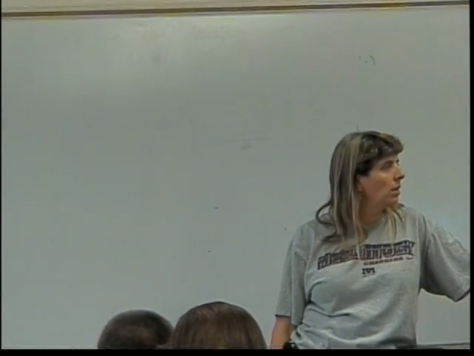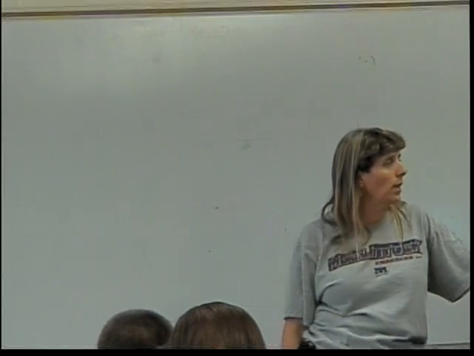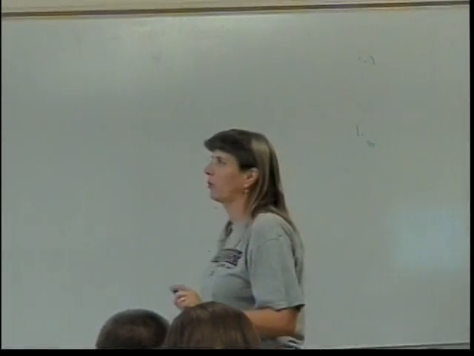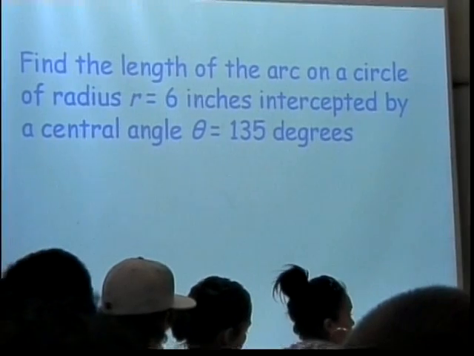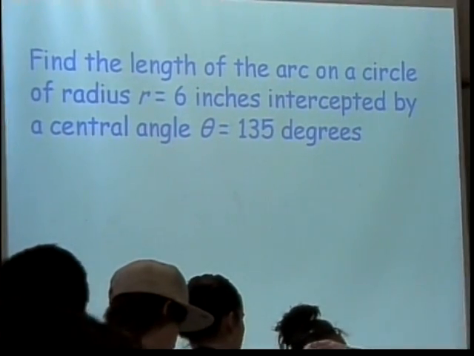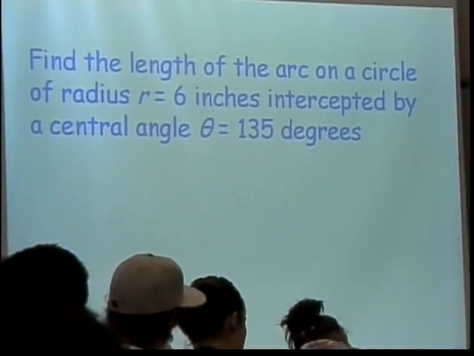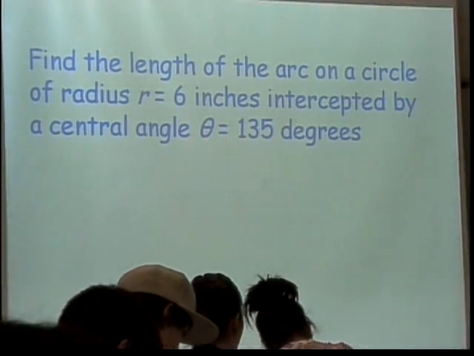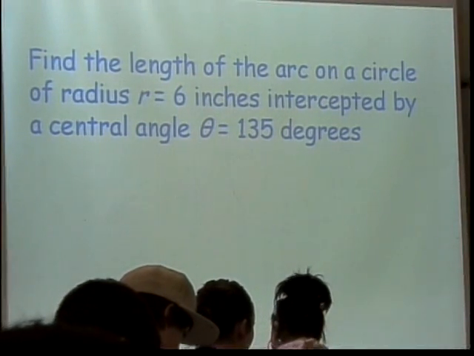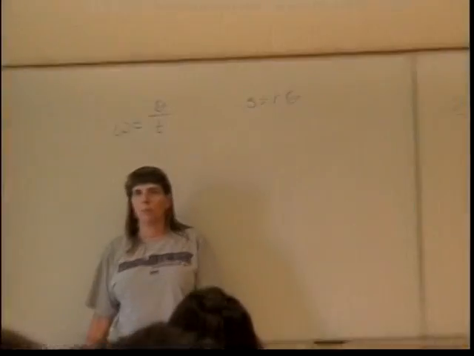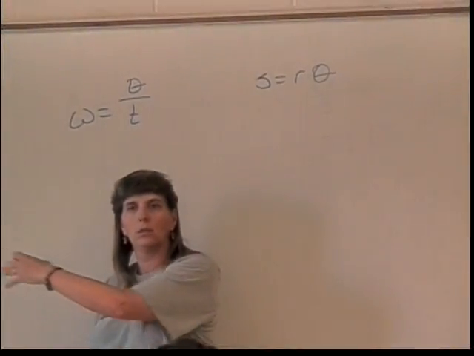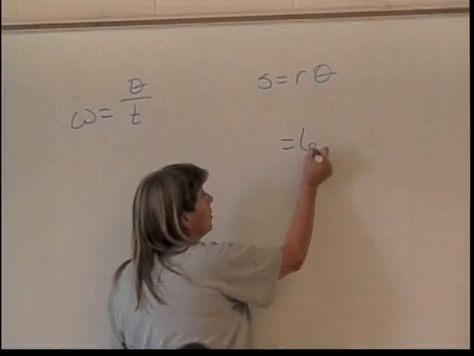All right, so we already did our converting from degrees to radians. Let's do an arc length problem. Find the length of an arc on a circle of radius 6 inches, intercepted by a central angle of 135 degrees. So what was our arc length formula? S equals R times theta. Okay, this should be pretty easy. What's R? 6. What's theta?